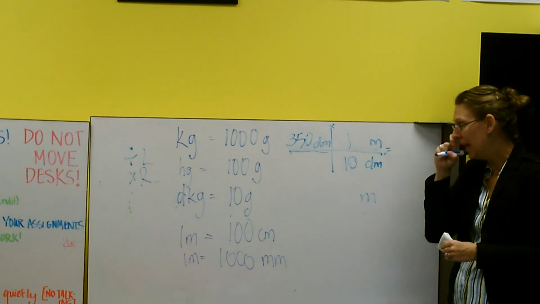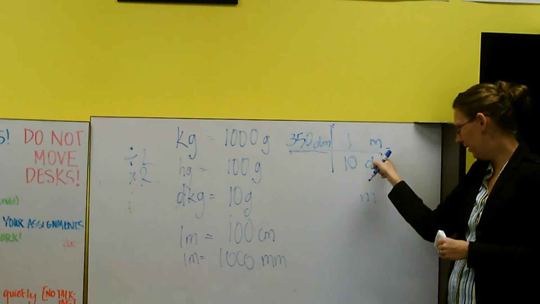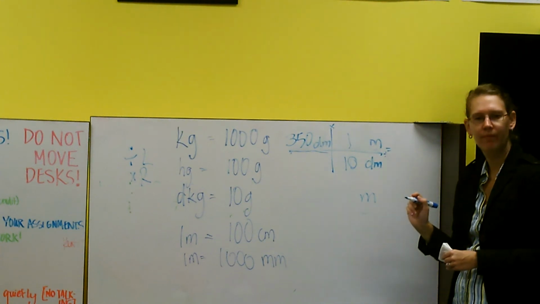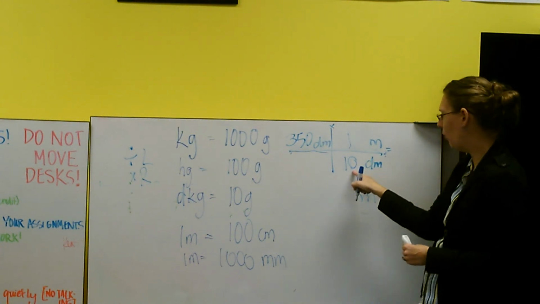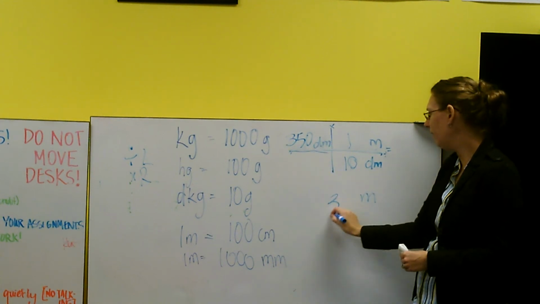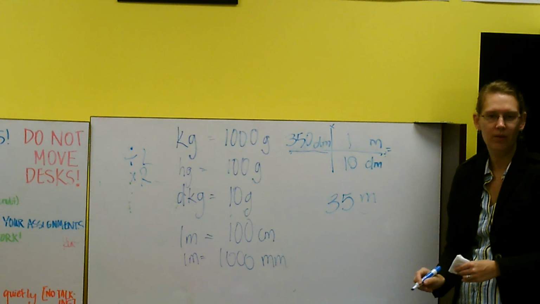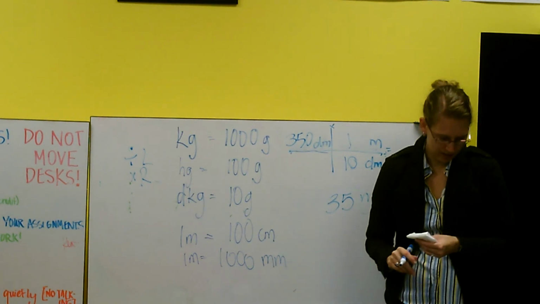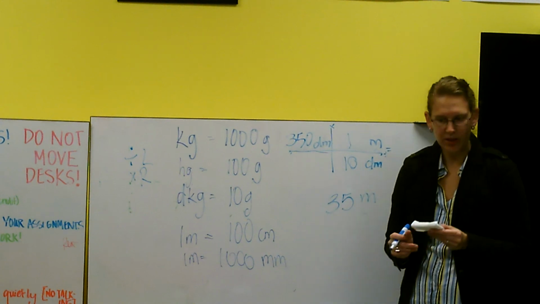Okay? And we said multiply and divide. So what's my answer going to be? 35. I take that 1 0, there's my decimal, and move it. So I get 35 meters. Okay? 350 decimeters equals 35 meters. Okay? Any questions on those?